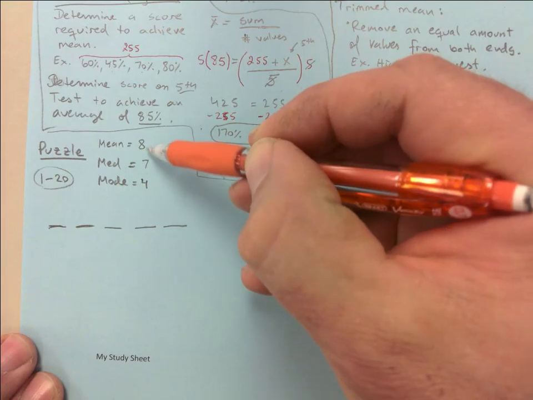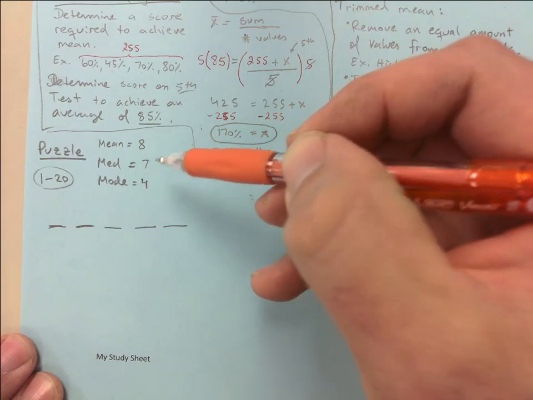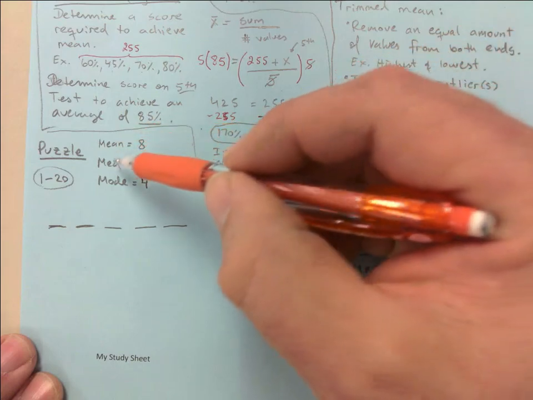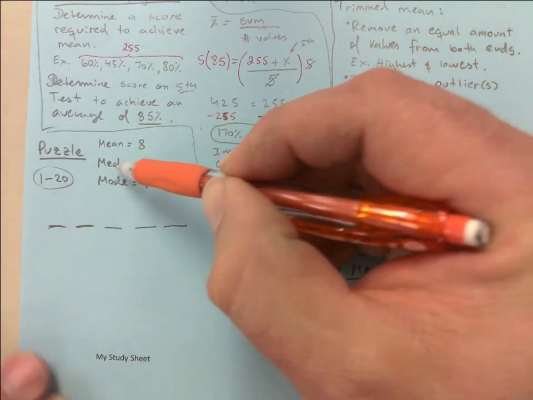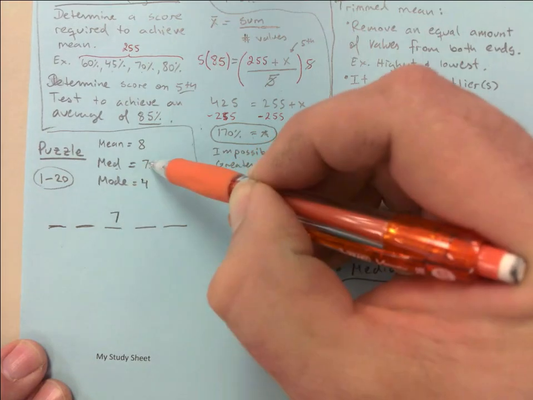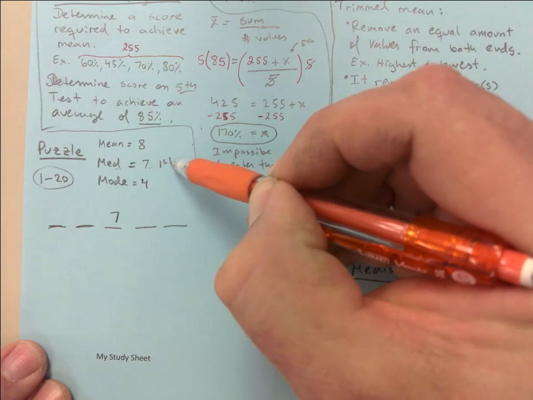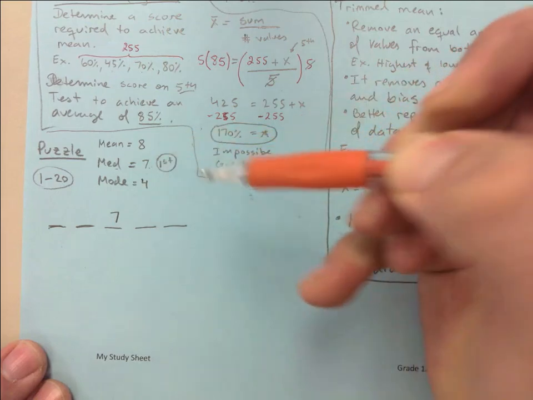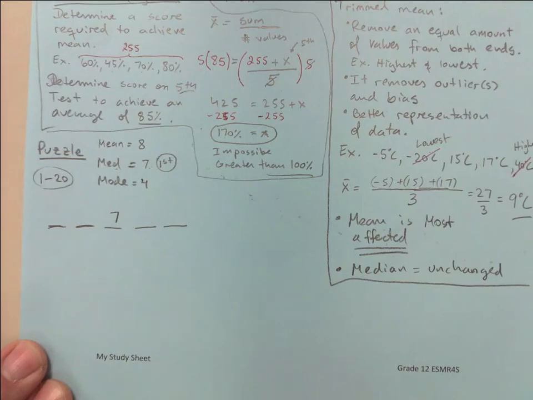Which one should you start with? Which one do we know for sure is fixed? Mode, yeah, but I would say median, we know that that's in the middle, correct? So this is the first thing that you should do. Do that first, write it down, okay?